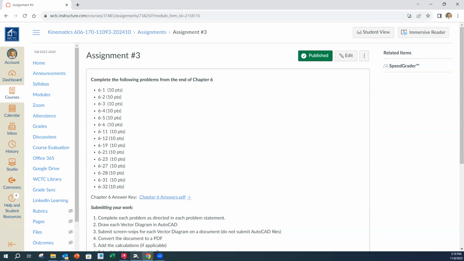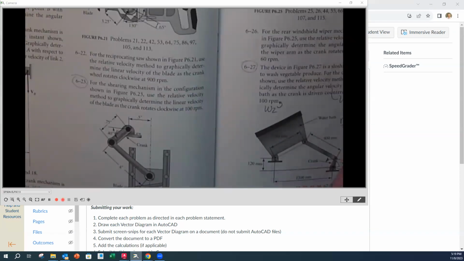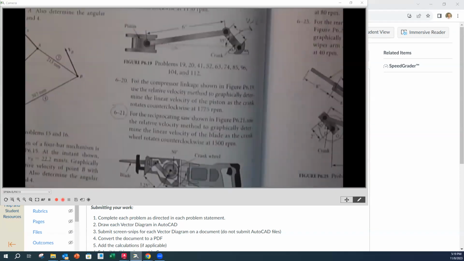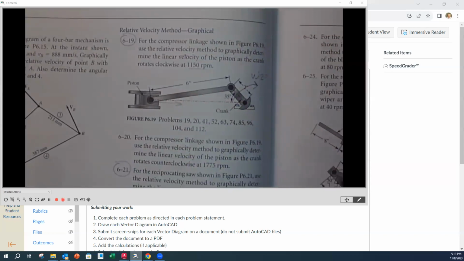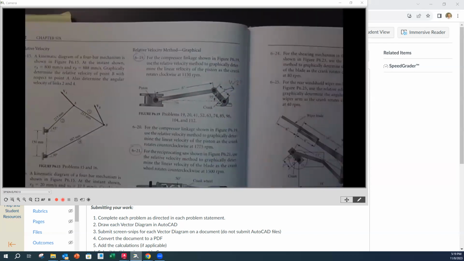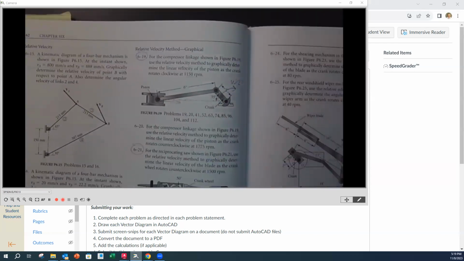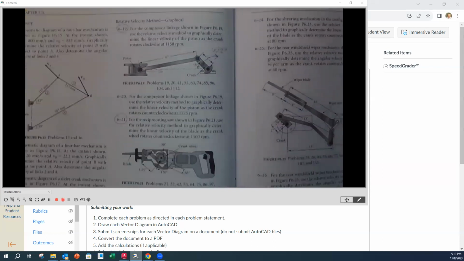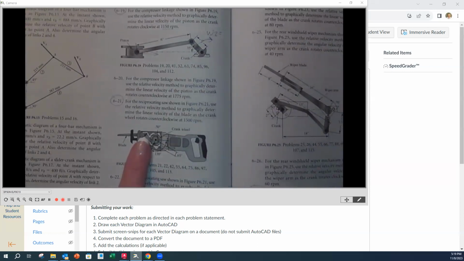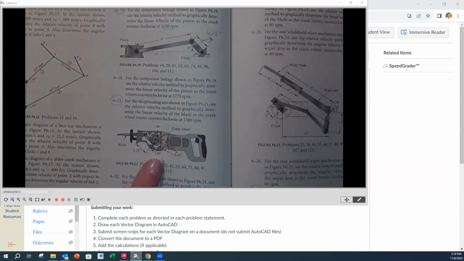So I'm going to go back underneath our camera, and we are going to look at, we already did 6.19. So I'm going to let you go back and look at the video for that one. So we're going to skip over that one, but we have number 21 that we could do as well. Now this is a familiar mechanism for us. This is a reciprocating saw.